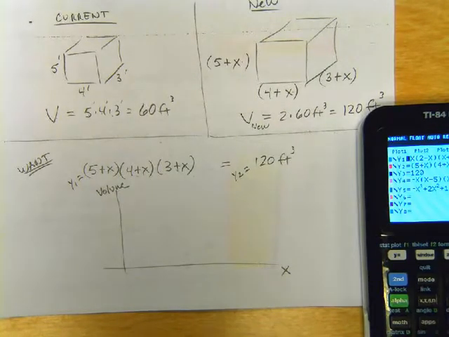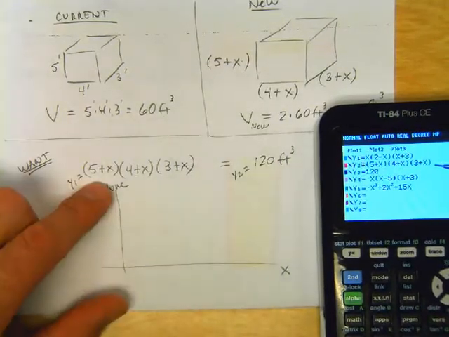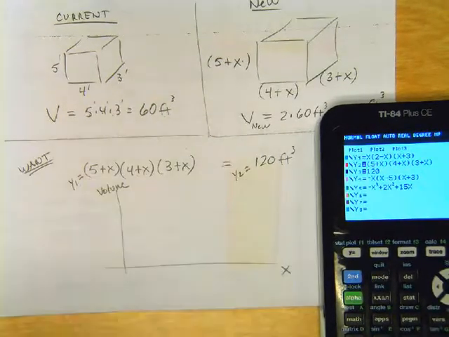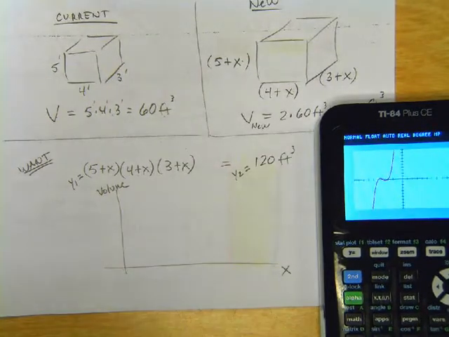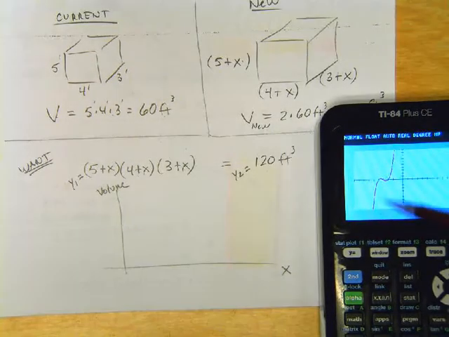So I have the left-hand side of the equation in one of my y's, and the 120, the right-hand side, in another one of my y's. You can do a zoom 6 and see what you get. Now I'm looking at this, and what I'm seeing on the graph, these are all negative x values. And negative x values don't make any sense because we want to make the box bigger. We want positive x values.